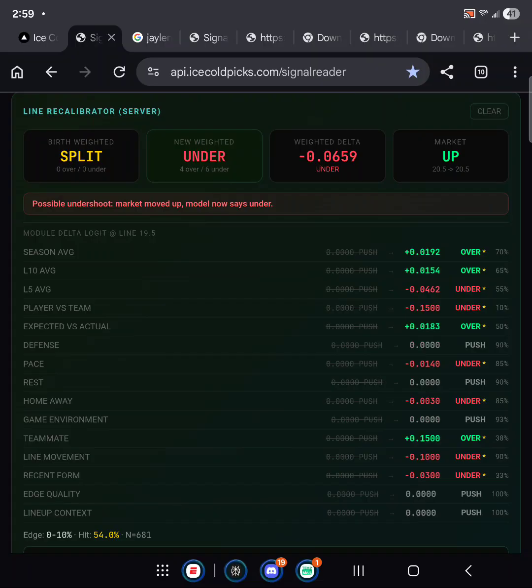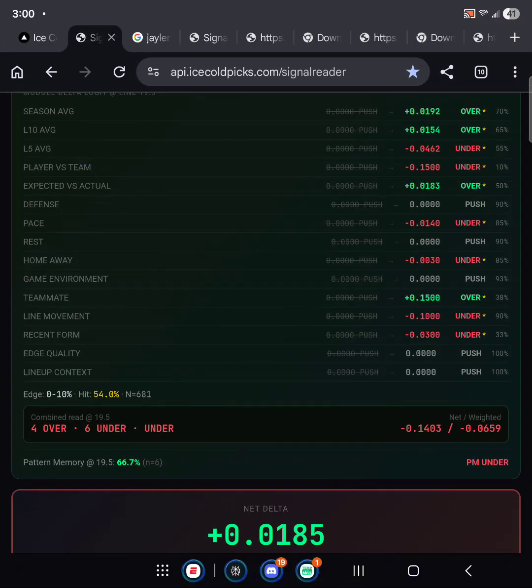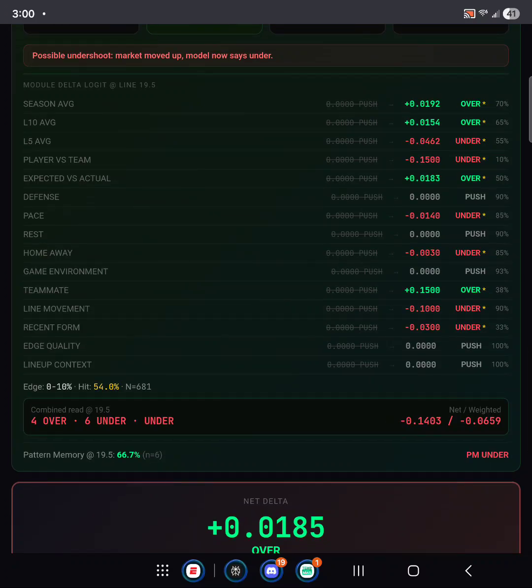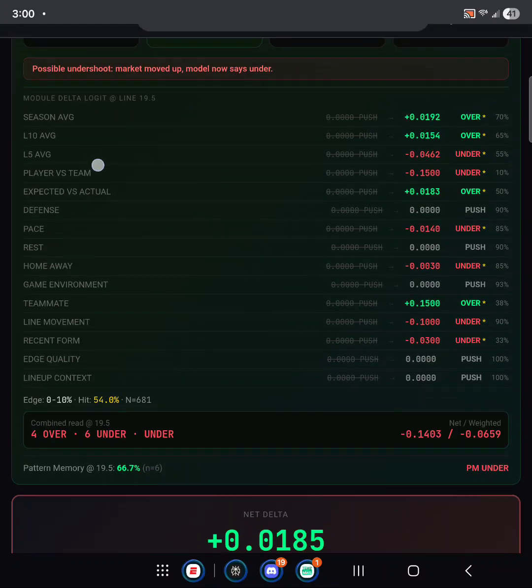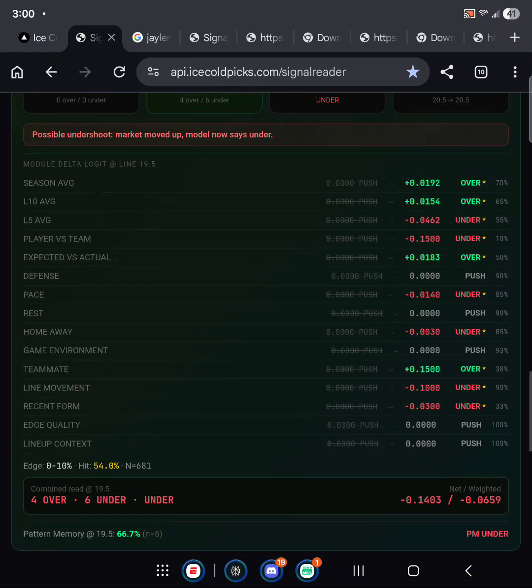But look at this. You got the last 5 and the player versus team down. You got the pace down, the home and away. When he's home, or when he's away, he's usually down. So he's away at the Lakers, I believe, or I don't even know if we're still in the same file, but regardless, he's away. It says the game environment is neutral. His teammate is out, so he's getting a boost. I think that's Paolo, so he's getting that boost. Line movement went down. Recent form is trending down. So not only is his last 5 average down, his recent form is also trending down. Let's go see how he looks over here.